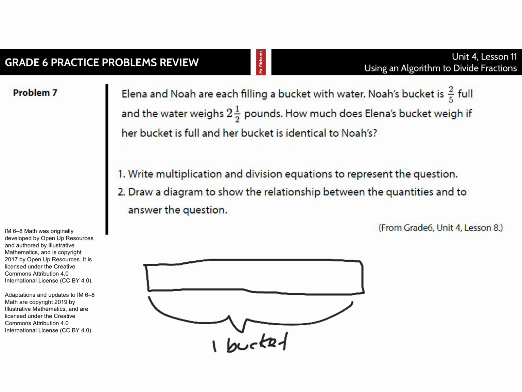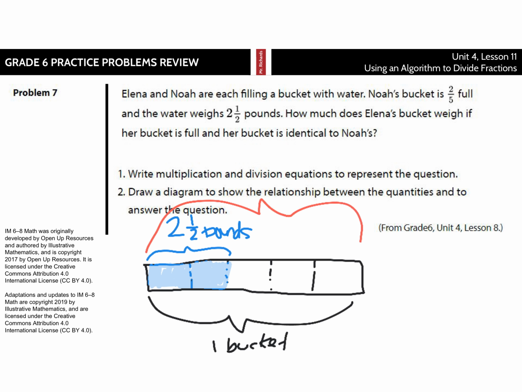And Noah's bucket is 2/5 full. Well, that means we're going to break this thing down into fifths. And it's 2/5 full, and so we shade in 2/5 here. Now, this 2/5 full represents 2.5 pounds. Now, what are we trying to solve for? We know Elena's bucket is the entire thing. And so we're trying to figure out how much that weighs.